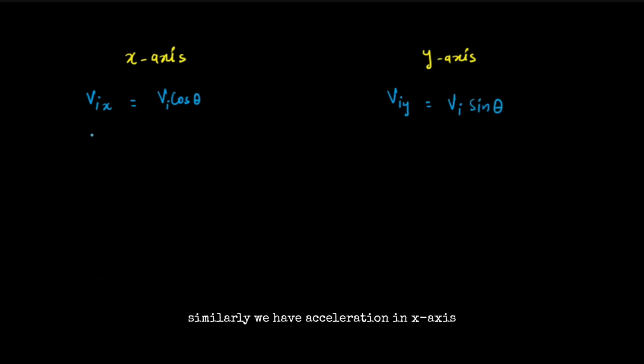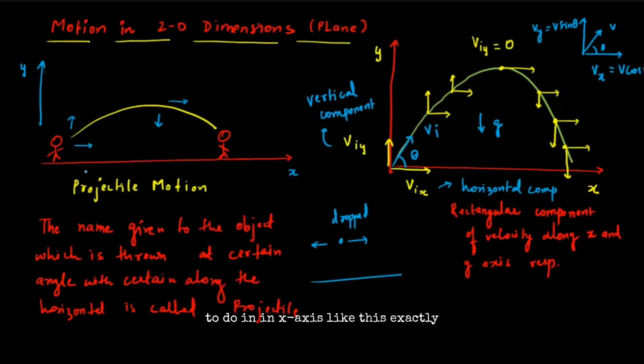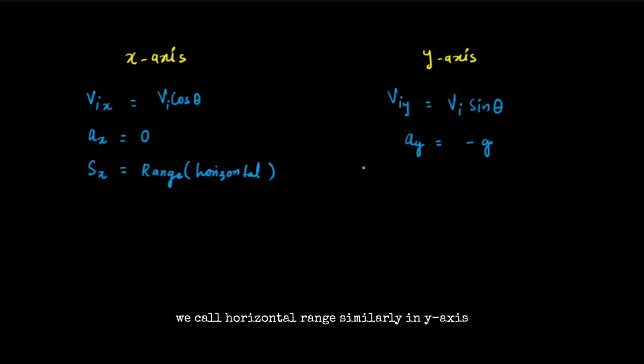Similarly, we have acceleration in the x-axis, which is 0, whereas acceleration in the y-axis is negative g. Now, displacement in the x-axis. The distance the particle is going to cover in the x-axis is something we call range. Precisely, it is the horizontal range, because whatever motion is taking place along the horizontal, the displacement is what we call horizontal range.